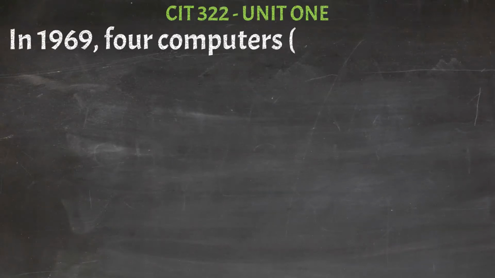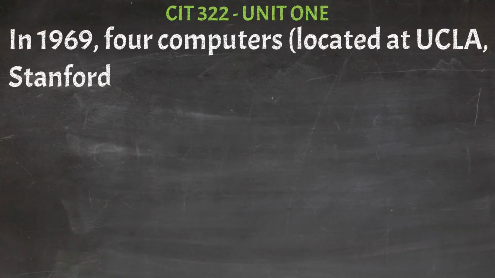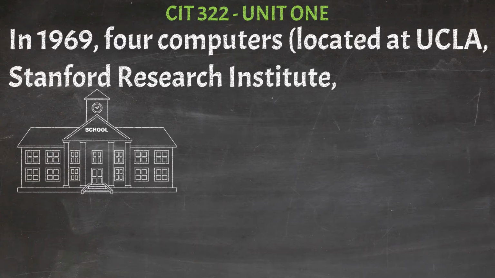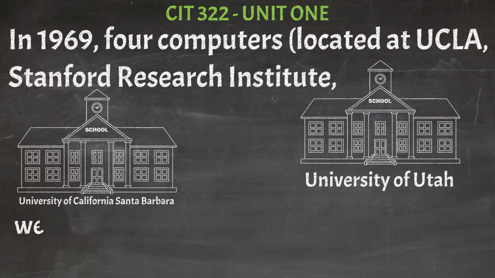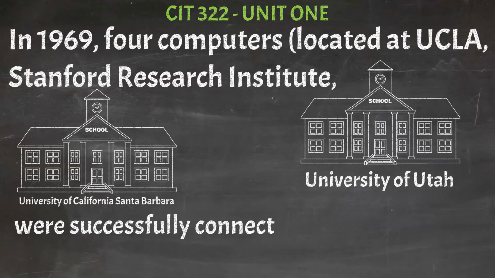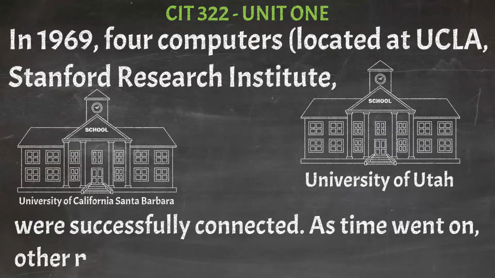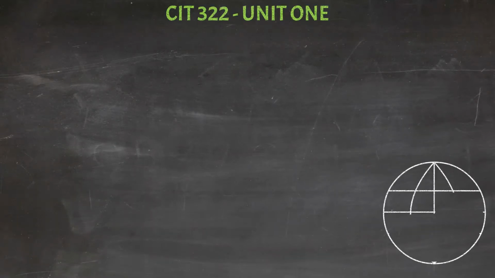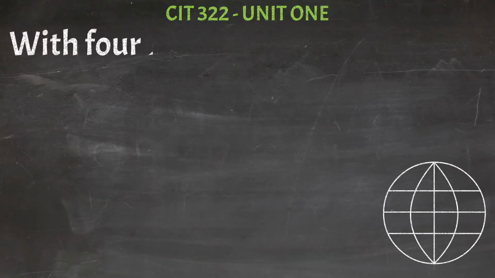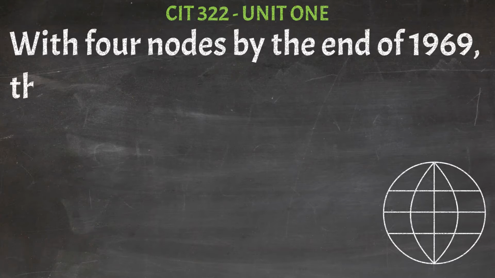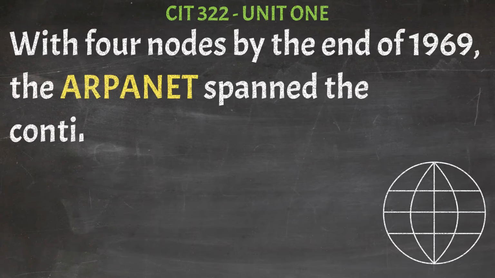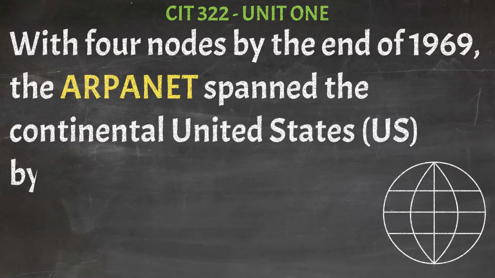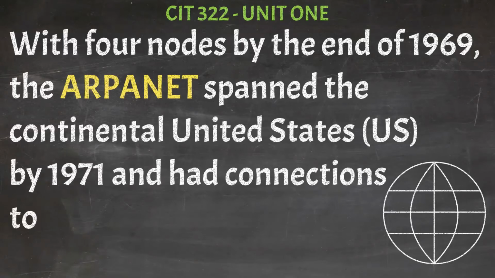In 1969, 4 computers, located at UCLA, Stanford Research Institute, University of California Santa Barbara and the University of Utah, were successfully connected. As time went on, other networks were connected. With 4 nodes by the end of 1969, the ARPANET spanned the continental United States, US, by 1971, and had connections to Europe by 1973.